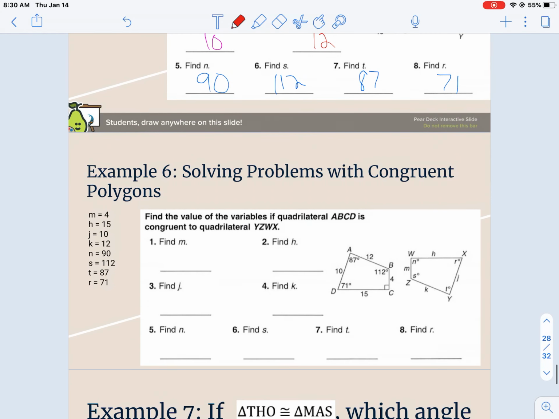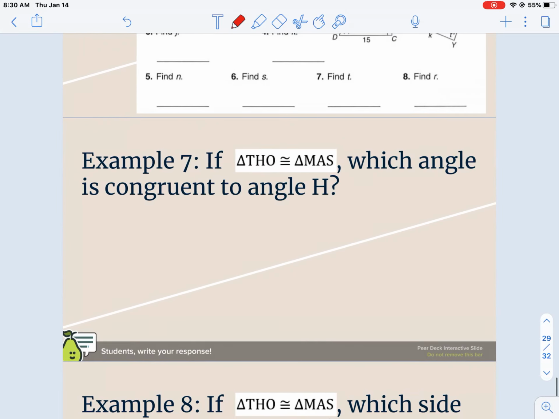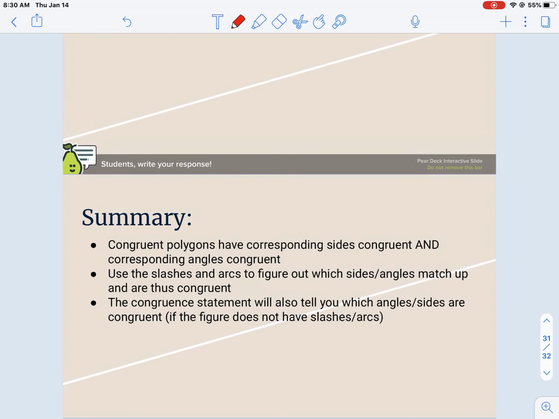All right, and all the answers are there. And here are some other problems for you that you can look at. But a basic summary is this, right? If you have two congruent polygons, the corresponding sides are congruent, and the corresponding angles are congruent, okay? The slashes and arcs will tell you what you need to know, but if there are no slashes and arcs, remember they'll give you a congruence statement. You break down the congruence statement, and then you figure out which angles and which sides match up, okay?